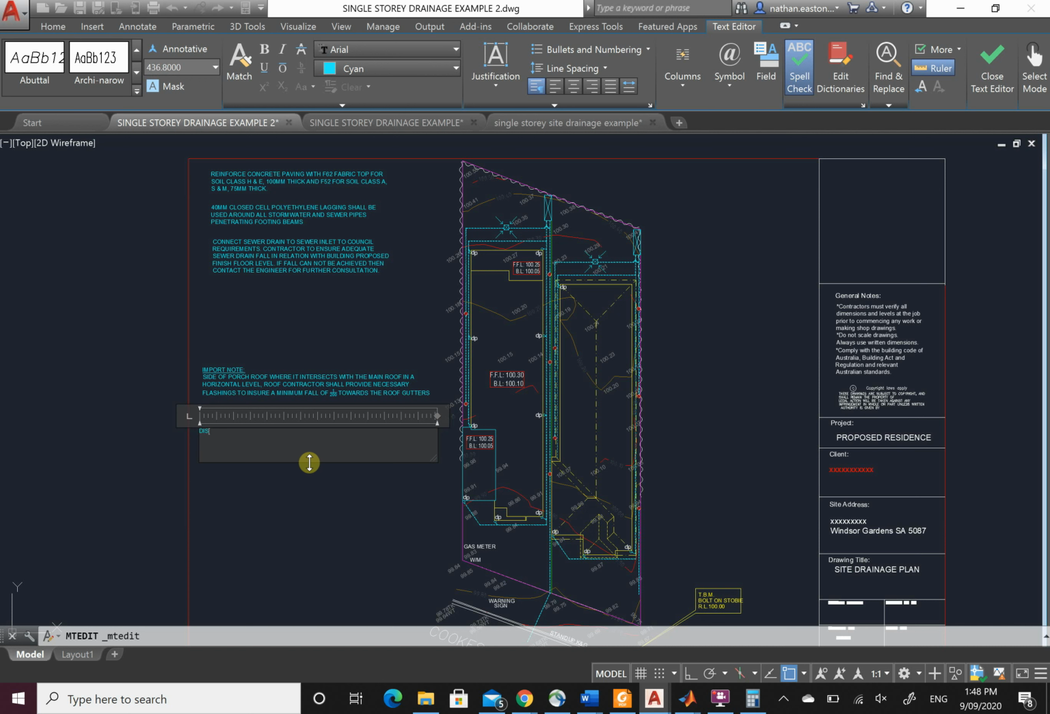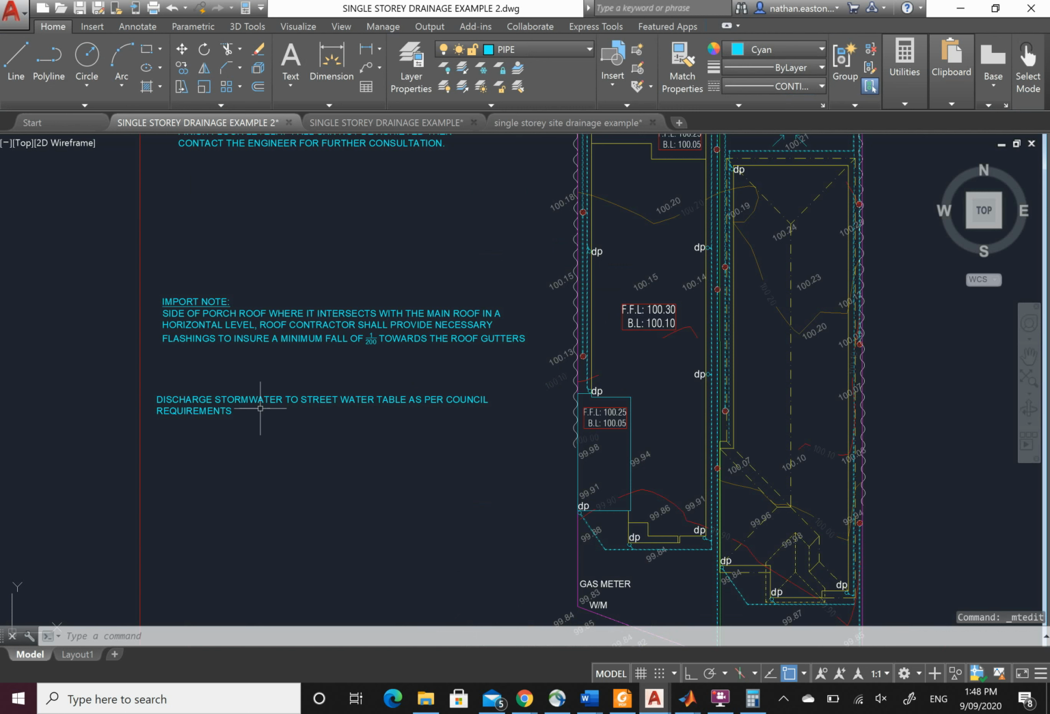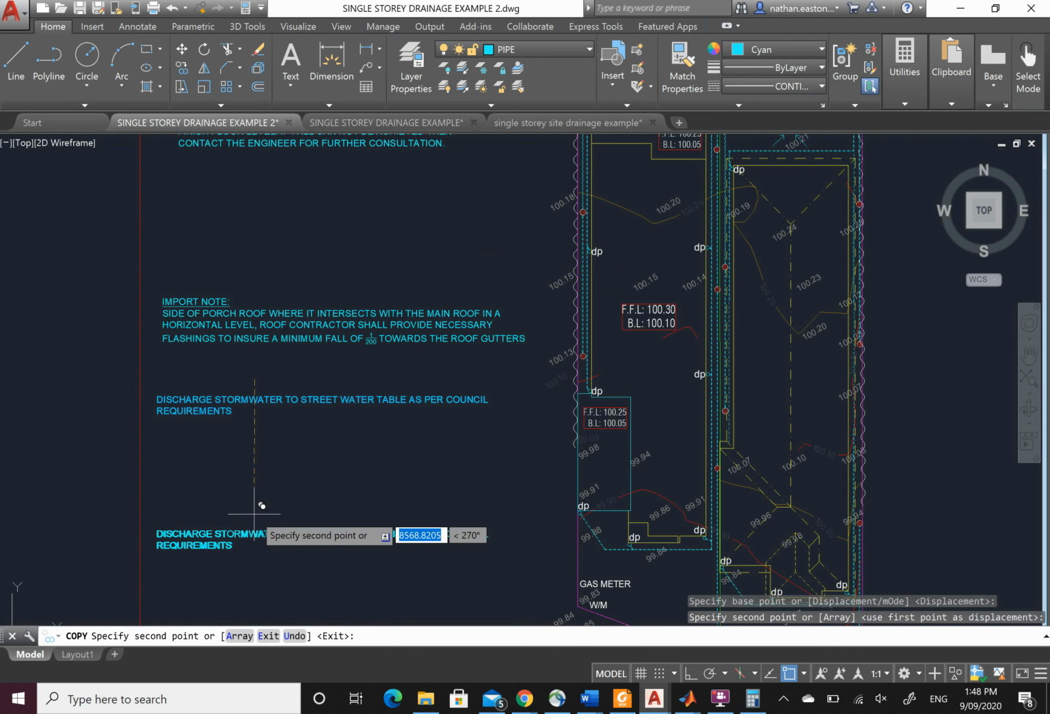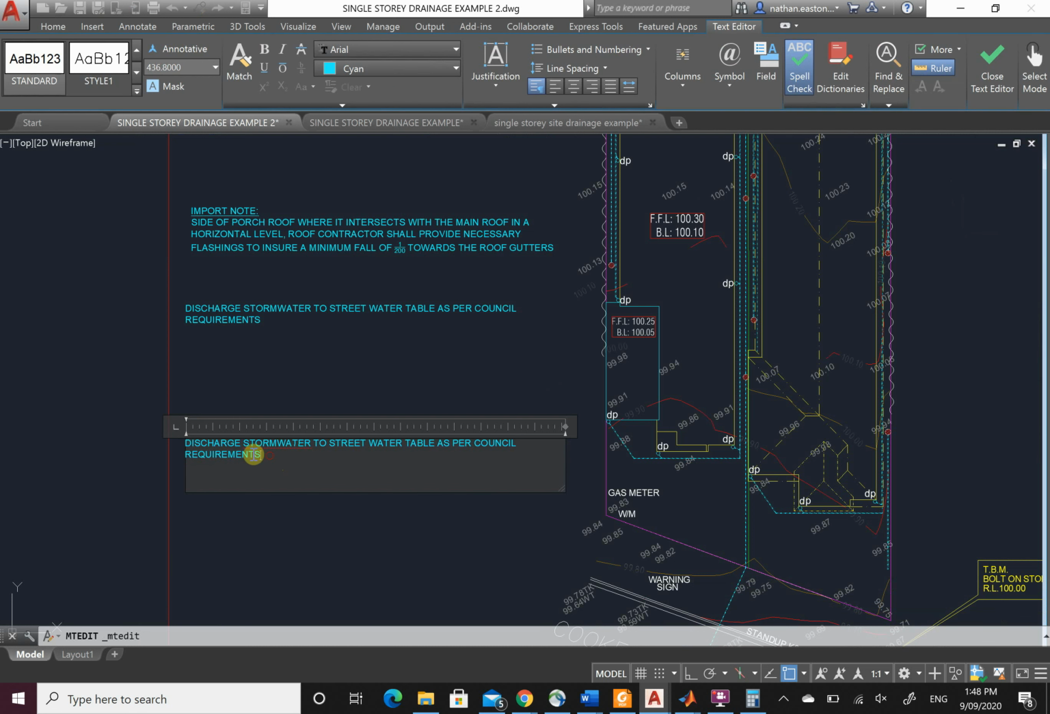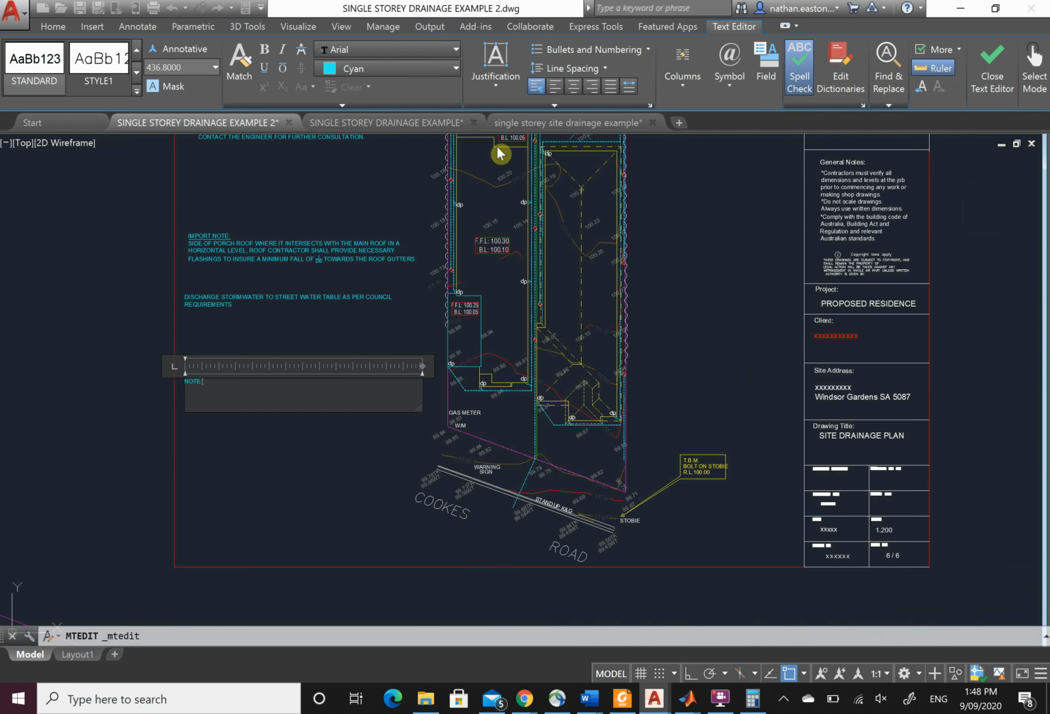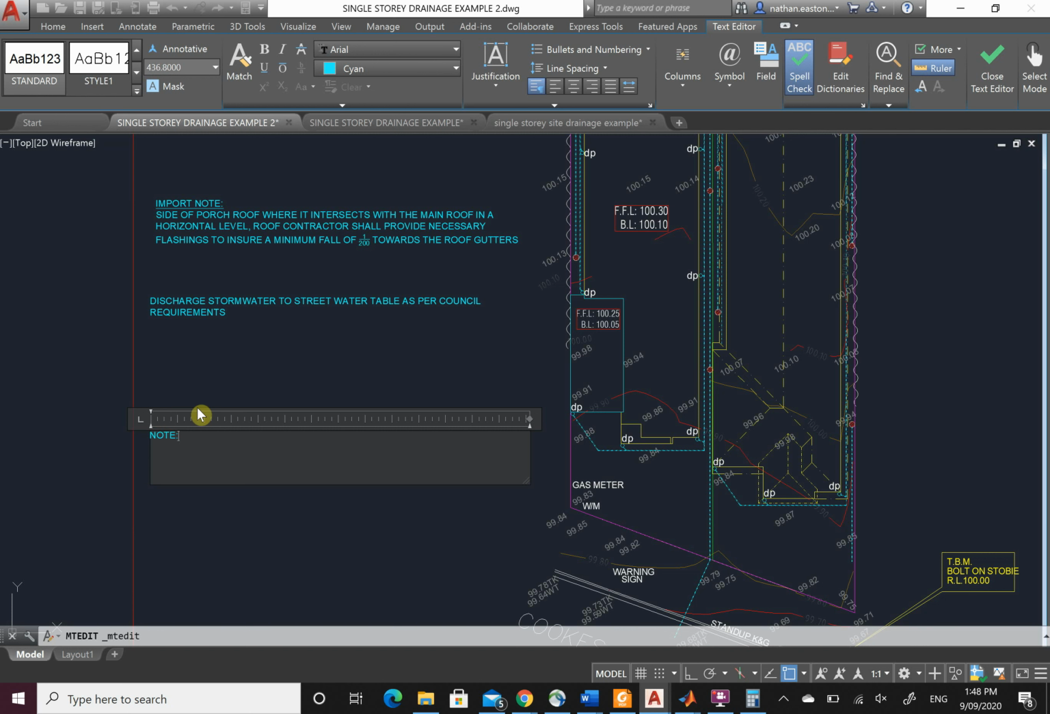So what's next? Well, we need to discharge stormwater to street water table, as per the council requirements. So all this is saying is, hey, we're discharging some water, it's coming out to the street. The council will say, hey, you can't just flood the street and have all the water running. You might have to retain it, so drip feed it out, you might have to slow it down, whatever it is. It's up to the contractor to go through it, but we can advise on it as well. You'd have to read through the council requirements, depending where the house is located, to get that information.